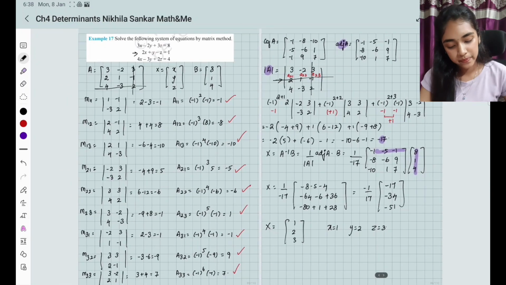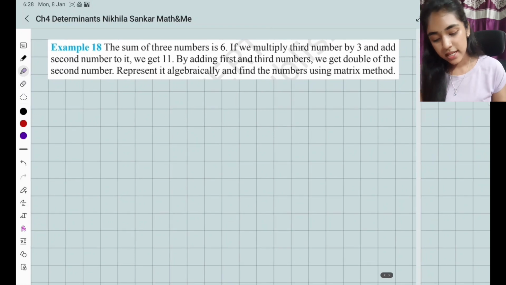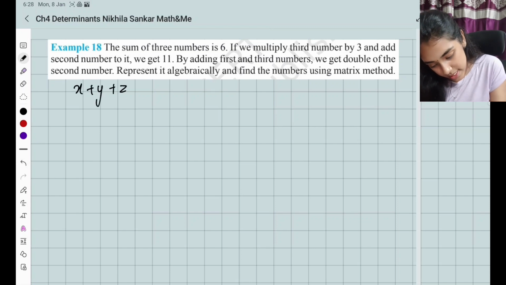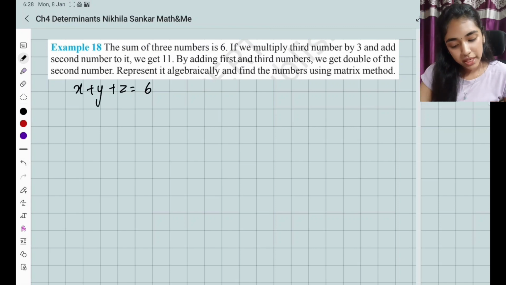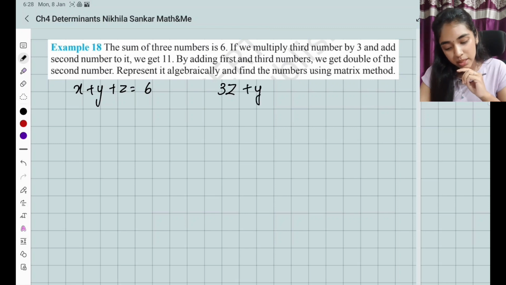Okay. Please copy. Example 18. Okay. A word problem. It is given that the sum of 3 numbers is 6. So we have sum of 3 numbers, X plus Y plus Z equals 6. If we multiply the third number, that is Z, by 3, and add the second number to it, we'll get 11. Okay, so this is one equation.